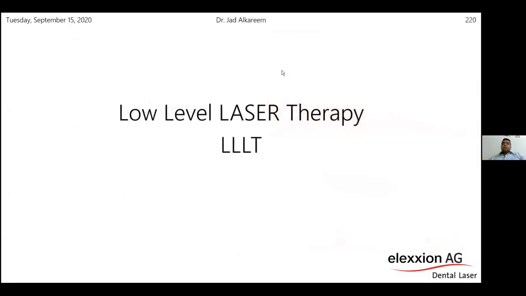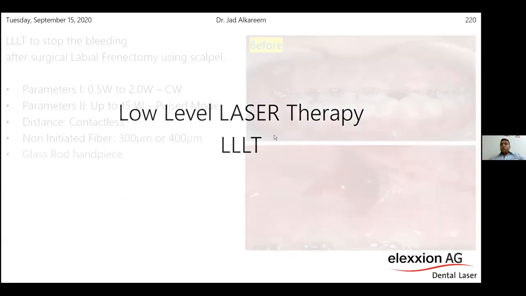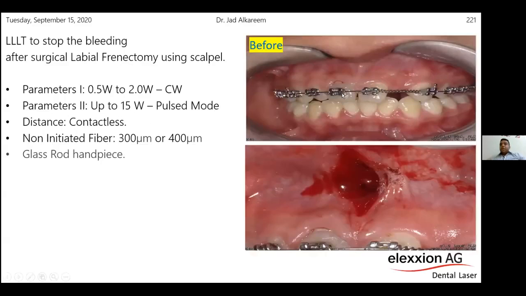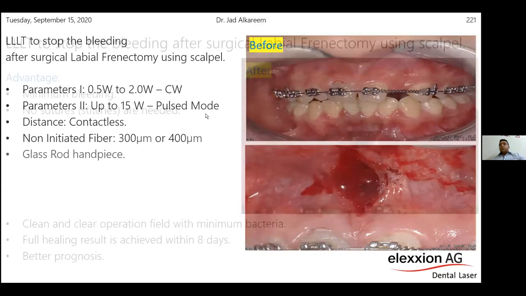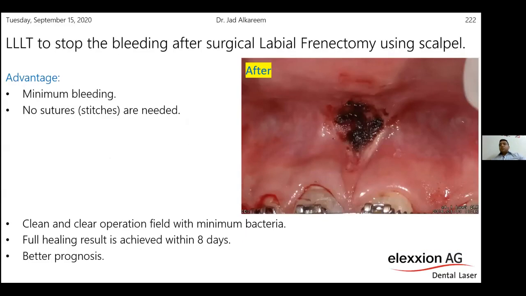Here, you can also use the laser to stop the bleeding after the treatment. In this case, the dentist cuts the frenum and uses the laser to stop the bleeding. So this is also another way. Some dentists prefer to cut the frenum using the laser. Other dentists prefer to use the scalpel and then apply the laser to stop the bleeding. So it depends on your choice.